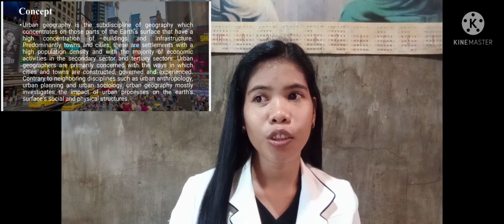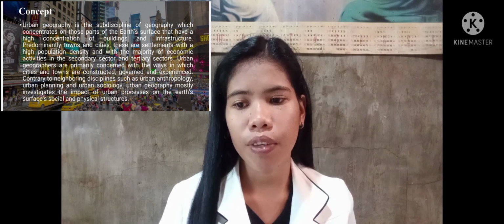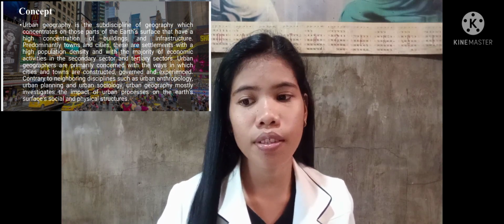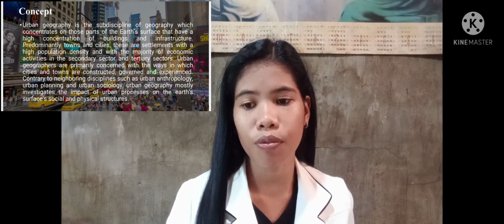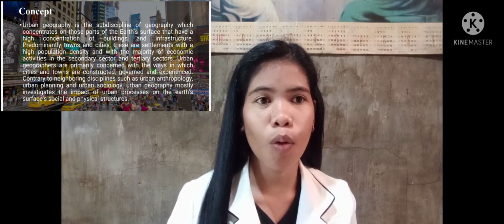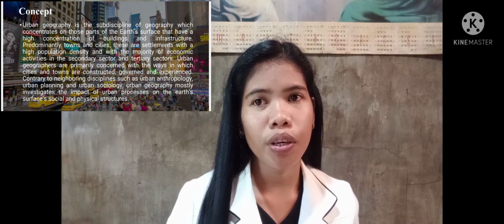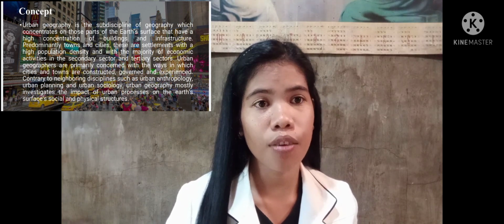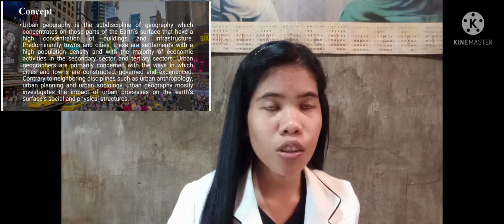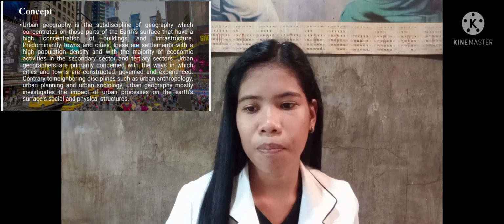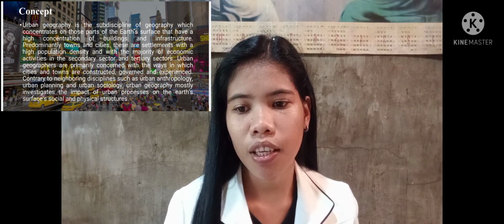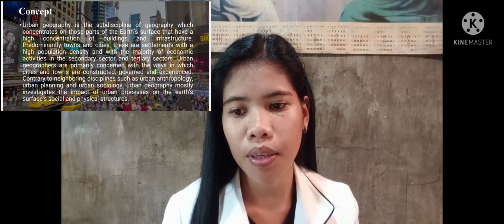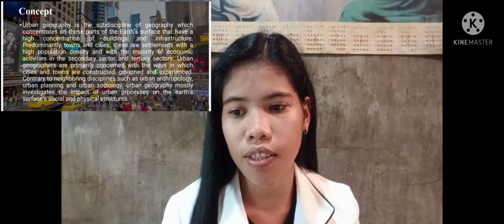So, what are the concepts relating to urban geography? Urban geography is the sub-discipline of geography which concentrates on those parts of Earth's surface that have a high concentration of buildings and infrastructure. Just like what I've said a while ago, this is the study where it focuses on the buildings, infrastructure, and fast food chains that you can see in the city. Predominantly, towns and cities are settlements with a high population density and with the majority of economic activities in the secondary and tertiary sectors.